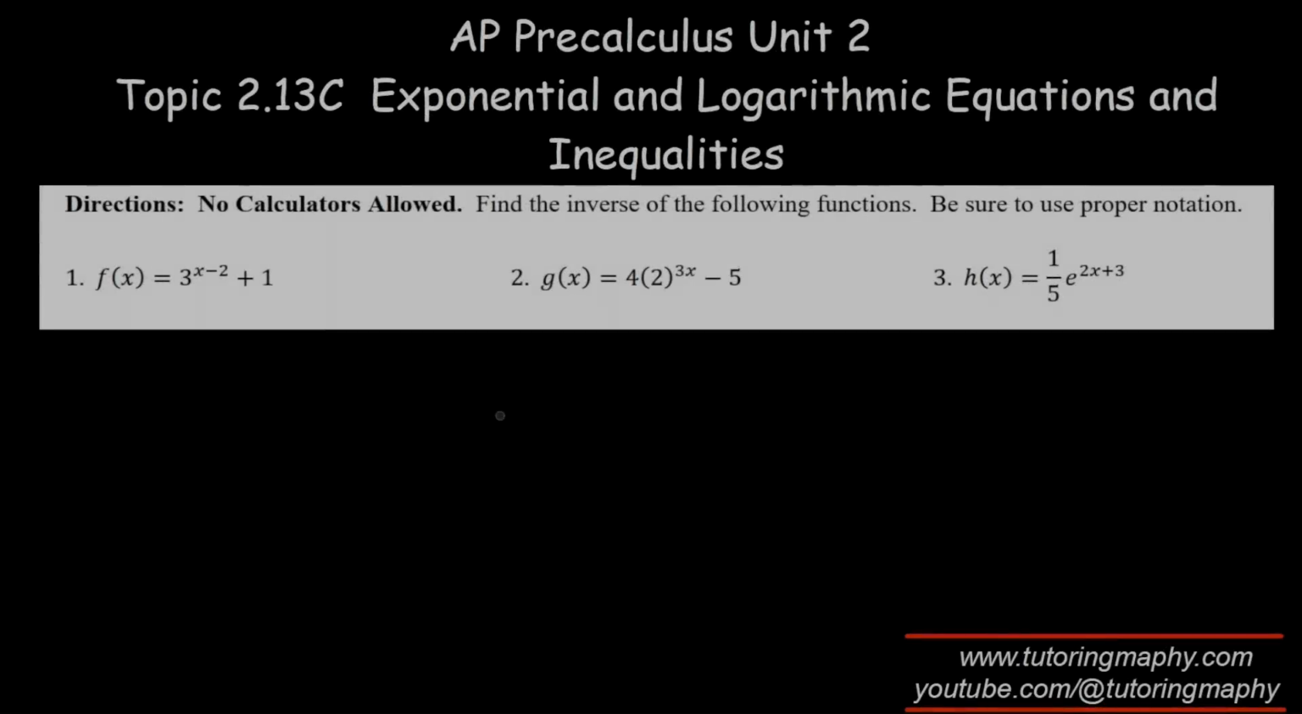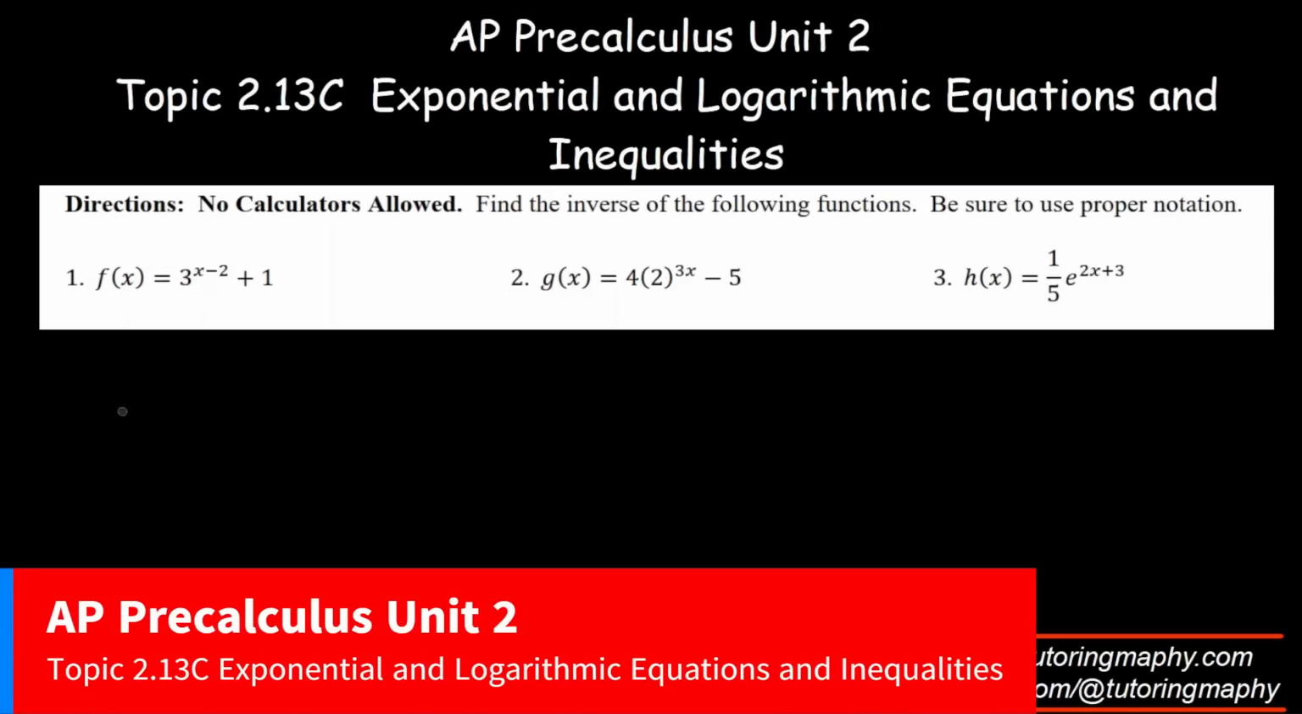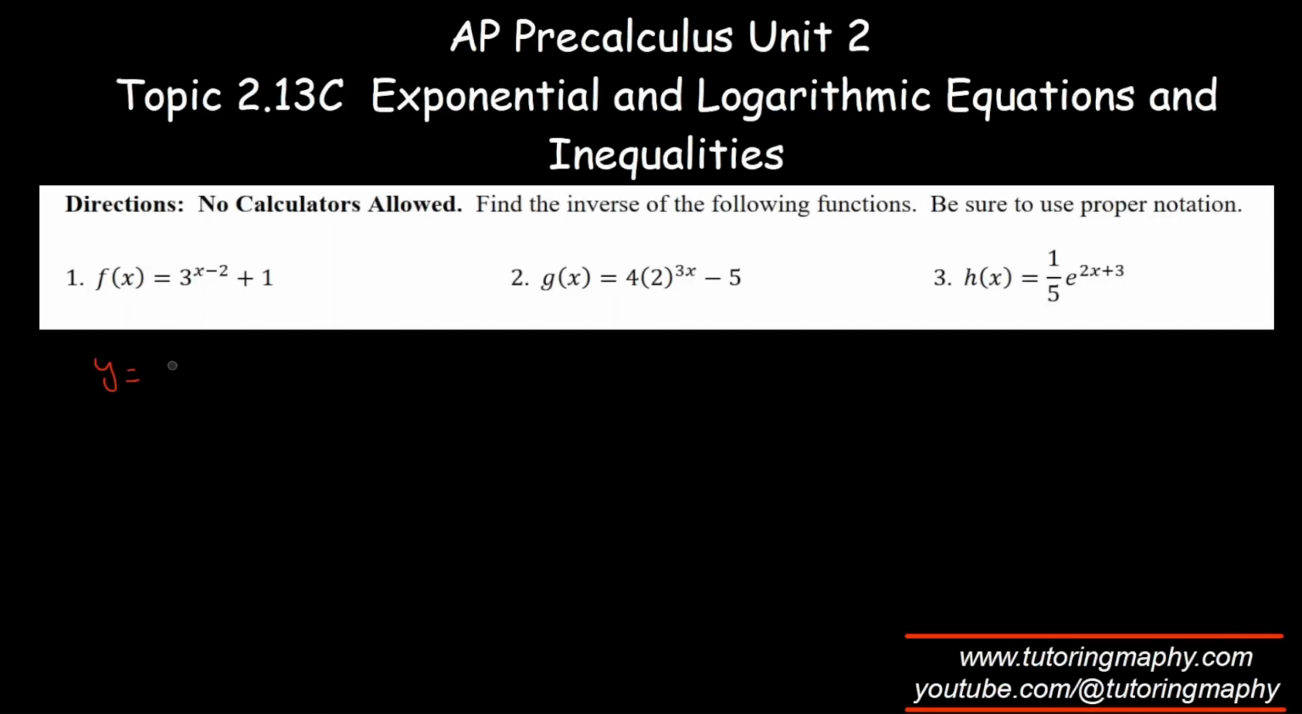Right, this is the third part of 2.13. Here we need to find the inverse of the function, no calculator allowed. So the first step is we replace f(x) with y. So y is equal to 3 times 3 raised to x minus 2, plus 1. Then we replace x with y and y with x. So x is equal to 3 times 3 raised to y minus 2, plus 1.